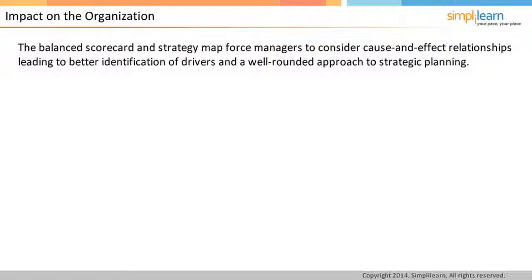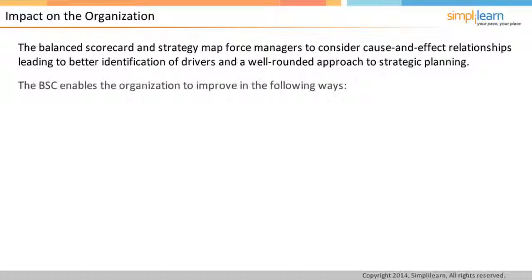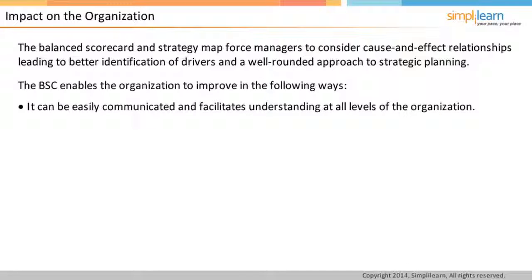The balanced scorecard and strategy map force managers to consider cause and effect relationships, which leads to better identification of key drivers and a more rounded approach to strategic planning. The BSC enables the organization to improve in the following ways. Being a one-page document, a strategy map can easily be communicated and facilitates understanding at all levels of the organization. An organization is successful in meeting its objectives only when everyone understands the strategy.